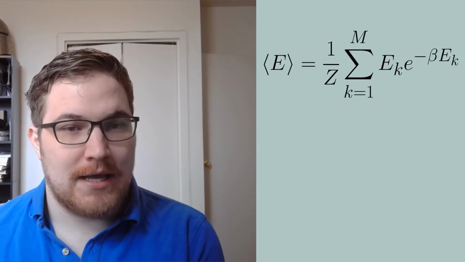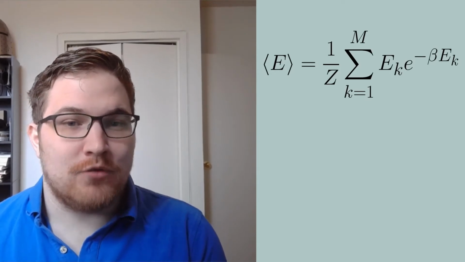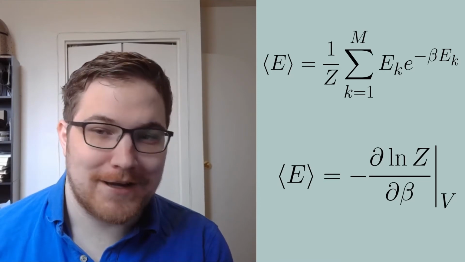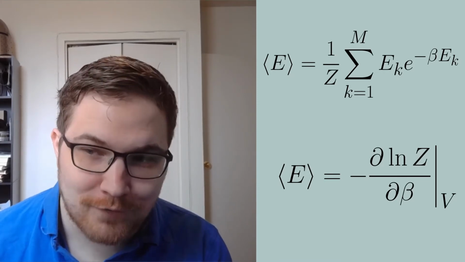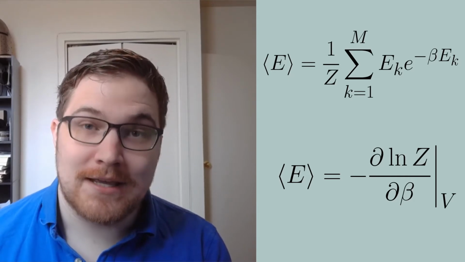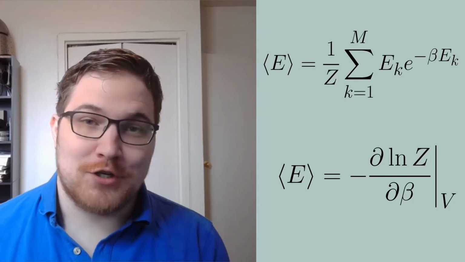We're going to need a formula that links the expected value of energy strictly to the partition function. It turns out that this is quite easy. The energy can be rewritten as the negative of the derivative of the natural logarithm of the partition function with respect to the inverse temperature beta. That's quite the mouthful. We are keeping volume fixed here, of course.